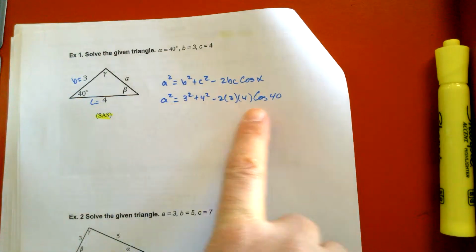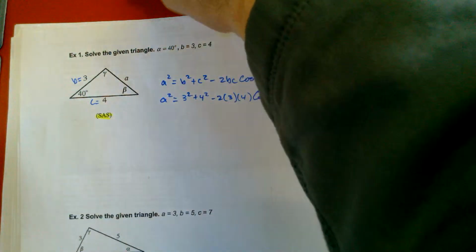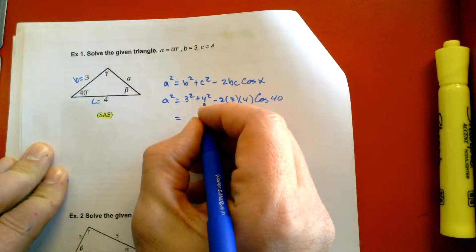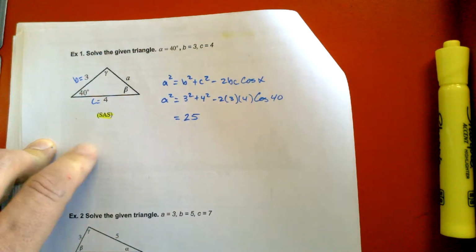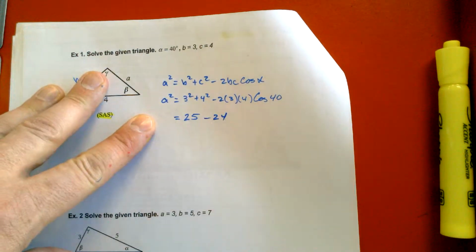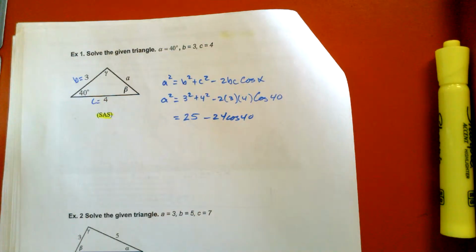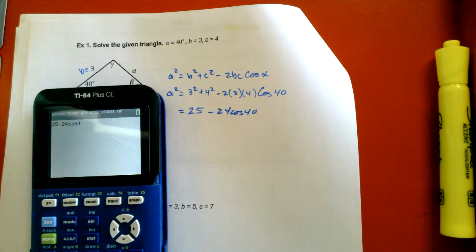Now I can plug all this in my calculator, or I can do it in my head. What's 3 squared? 9. What's 4 squared? 16, and I add them together, it's 25. 9 plus 16. And then 2 times 3 is 6 times 4 is 24. And then the cosine of 40. I can't combine those things. Those are separate. So I can just throw that in the calc. I got 25 minus 24 cosine of 40.